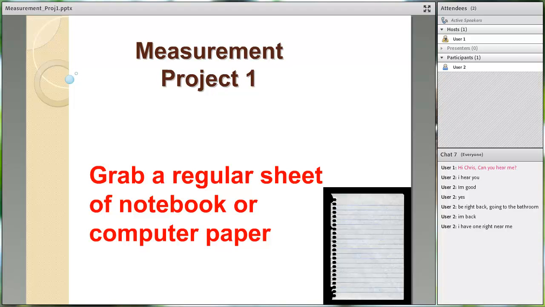So we are going to go over our first project today, which is the measurement project. Like I said, we need a piece of notebook paper or a piece of computer paper.